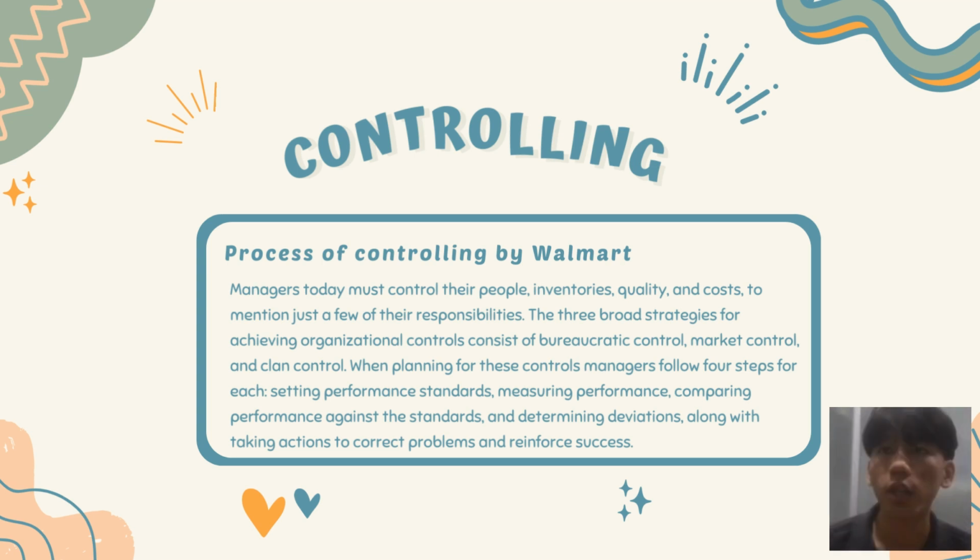The three broad strategies for achieving organizational control consist of bureaucratic control, market control, and client control. When planning for these controls, managers follow four steps for each: setting performance standards, measuring performance, comparing performance against the standard and determining deviations, along with taking actions to control problems and reinforce success. The paper will focus on the control mechanisms of Walmart Corporation and how the mechanisms compare and contrast with others, their effectiveness, positive and negative reactions, and how each affects the four functions of management.